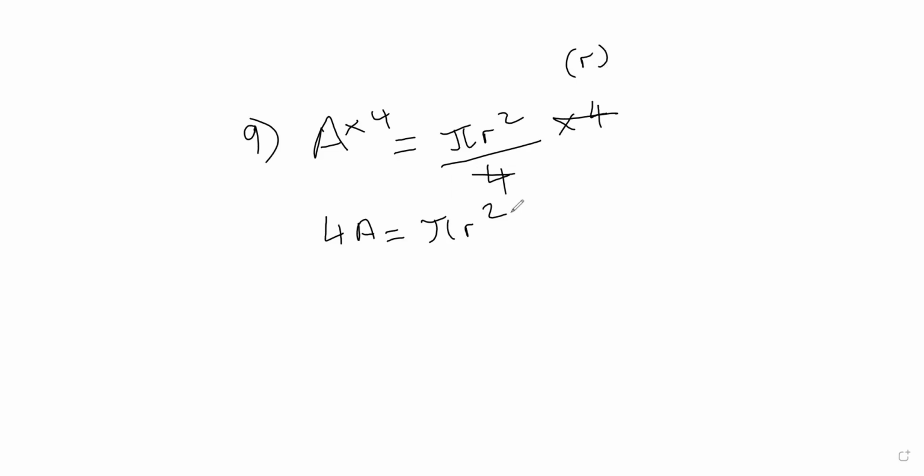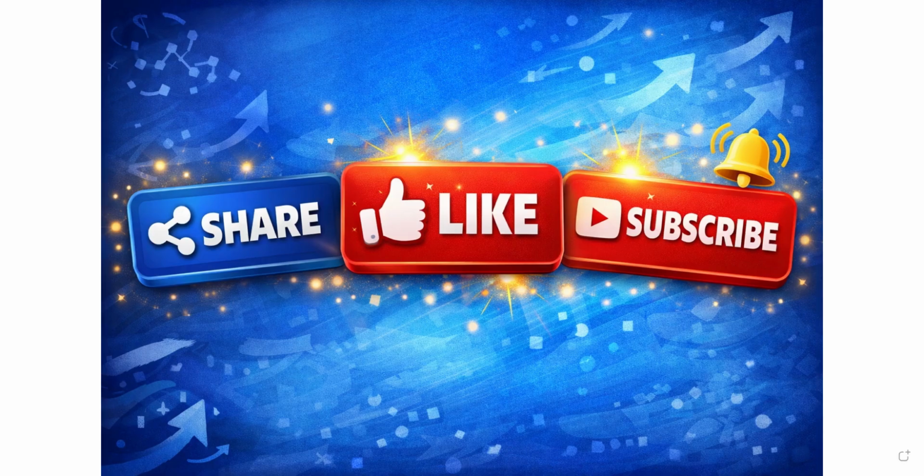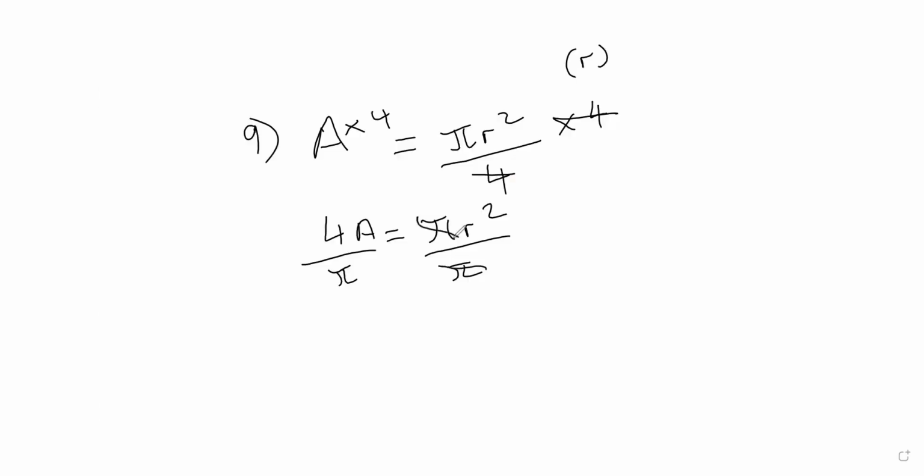And then if you have this equation now, we need to be able to simplify to get to a point where we are only left with r. And how do you do that? You divide both sides by pi. So dividing both sides by pi, you are simply cancelling this pi, where you have r squared is equals to 4a over pi.